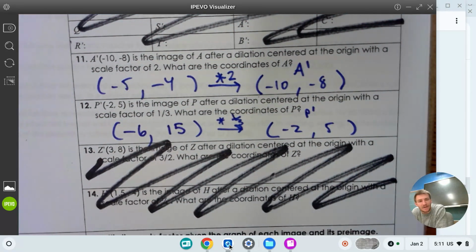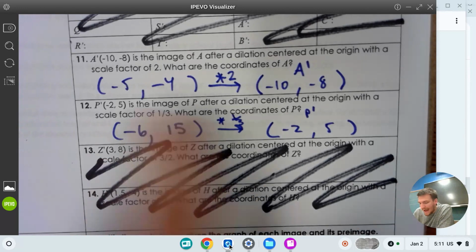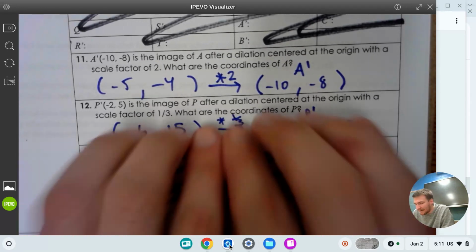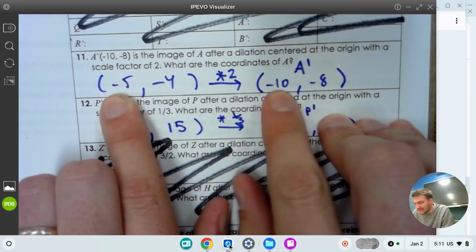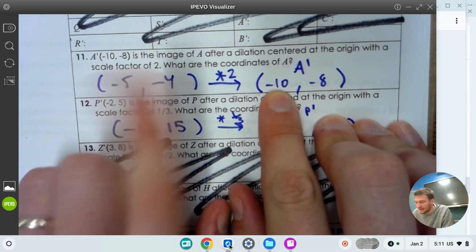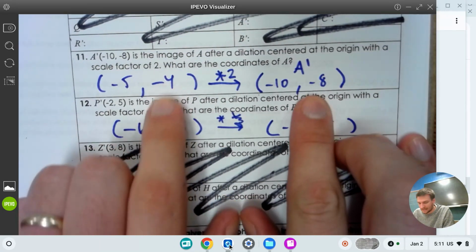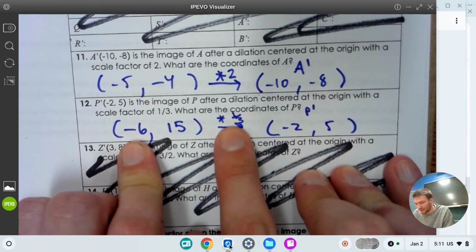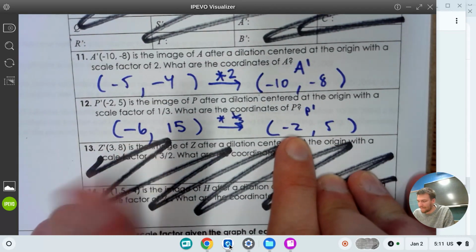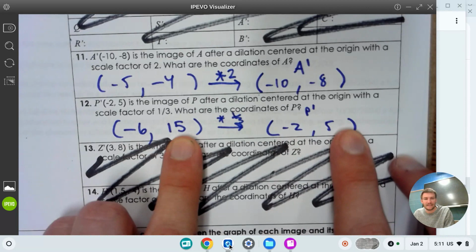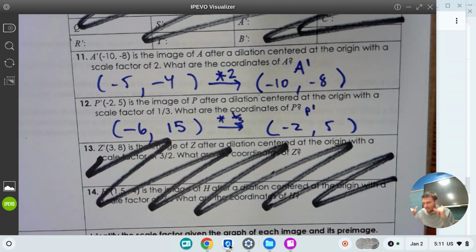Now, if you're ever unsure about this, you now have a straightforward check, right? Does this make sense? -5 times 2 makes -10? Yes. -4 times 2 makes -8? Yes. That -6, 1/3 is -2? Yes. 15, 1/3 is 5? Yes. Everything checks out. We're good to go.